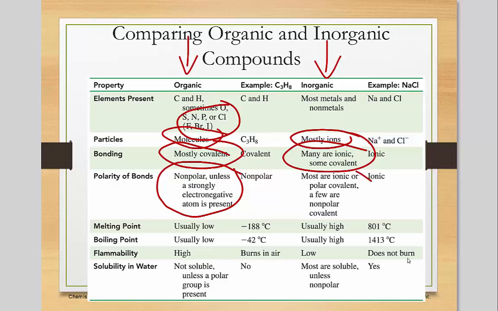Inorganics are mostly ionic, with a few polar covalent. Melting points and boiling points are usually low for organic and high for inorganic. Organic compounds are flammable. Inorganic compounds don't typically burn, which is why you really can't burn salt. And organic is typically not soluble in water, while inorganic is.